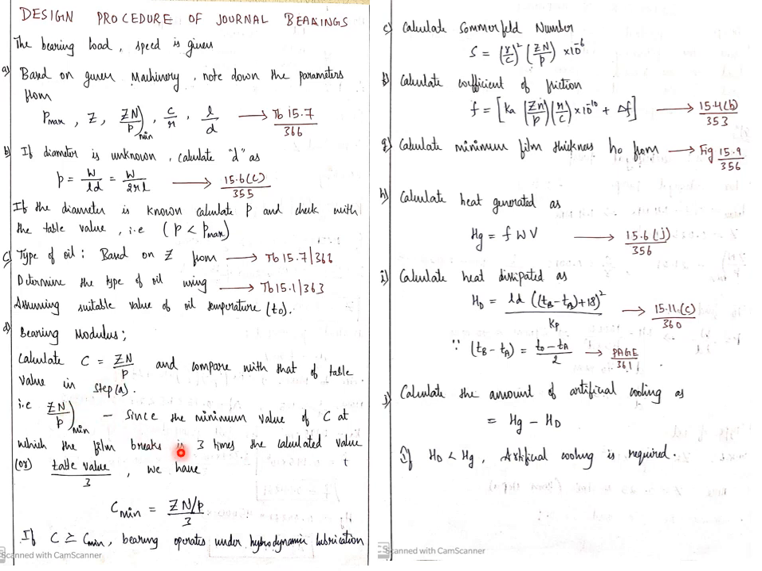The minimum value of C at which the film breaks is 3 times the calculated value. Since it is the minimum value, the Zn by P which you are calculating must be divided by 3 times. It means your C must be greater than the C minimum, which means the bearing operates under hydrodynamic lubrication. This is an important step to determine whether hydrodynamic lubrication is necessary or not for a bearing. Next is to calculate the Sommerfeld number.